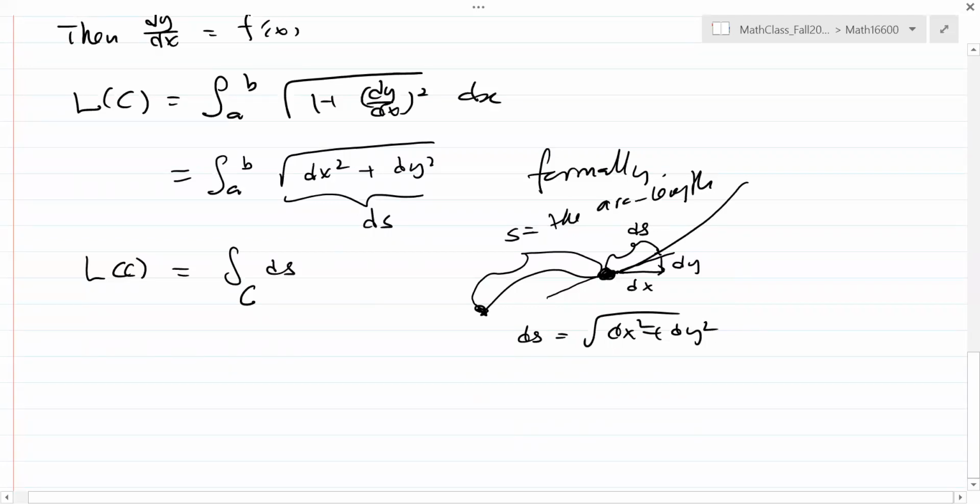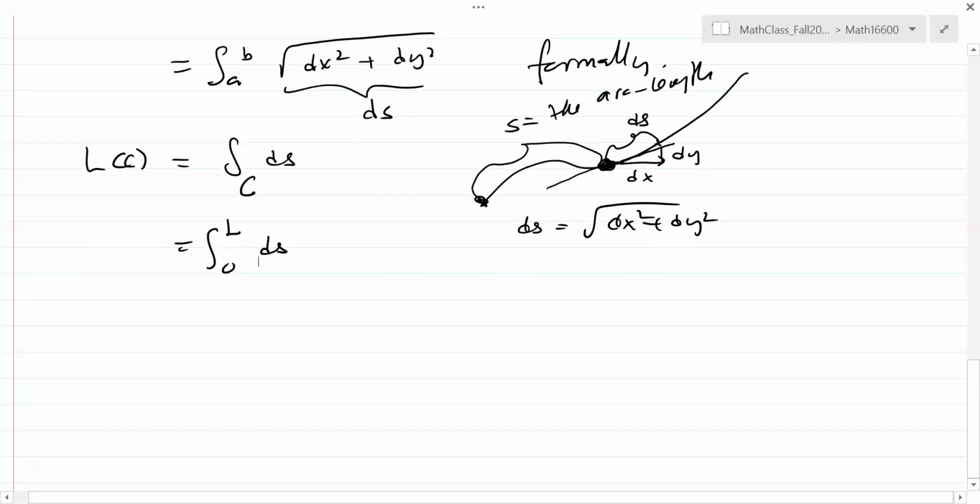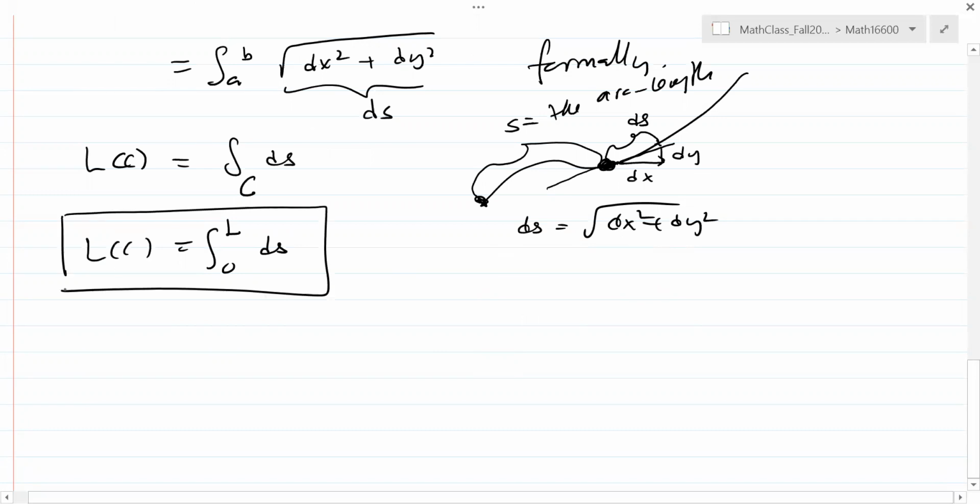How do we get a formula without using the Riemann sum? If s is a parameter, and s starts from 0 and the length is L, then the length is just the integral of ds. So you can change s to x, you can change ds to dy, you can change s to another parameter. Given a curve, we can describe the curve in many different ways. This is a universal formula for the arc length.